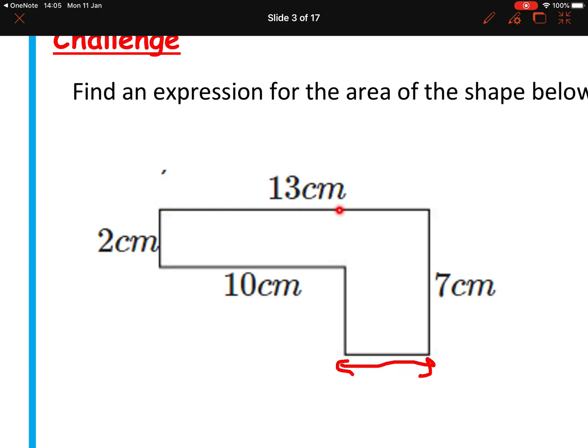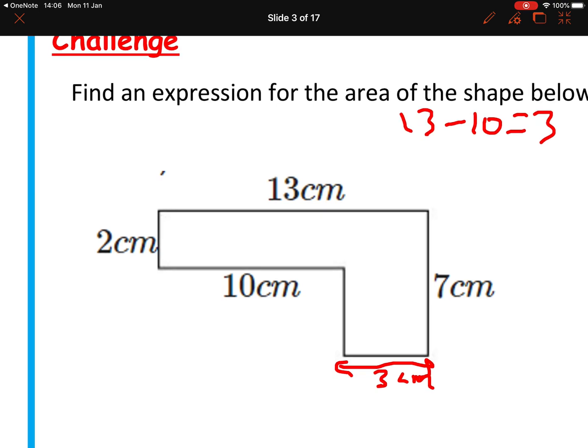okay, the distance from there to there is 13 centimeters, and the distance from here to here is 10 centimeters. So we need to see what we need to add to 10 to get to 13, okay? So subtracting 10 from 13 gives you 3 centimeters, okay?